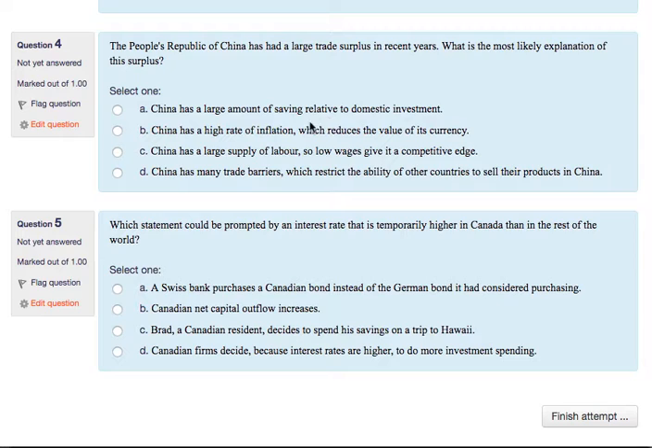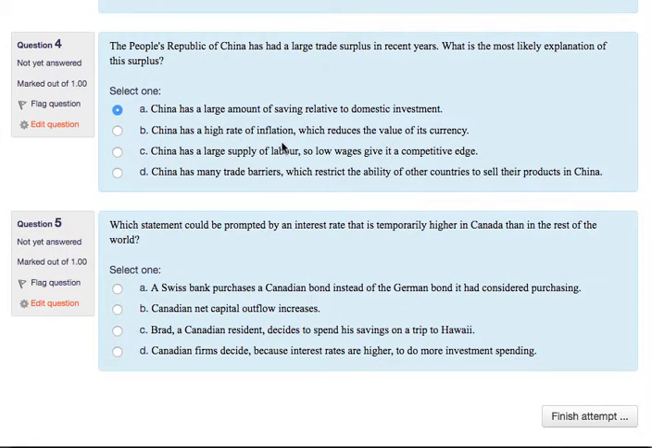And if there's net capital outflow, we know that net capital outflow is the same as net exports. They have to be equal. So if net capital outflow is large and positive, that means that net exports must be also large and positive, which is a large trade surplus. Let's understand why the other answers are wrong.